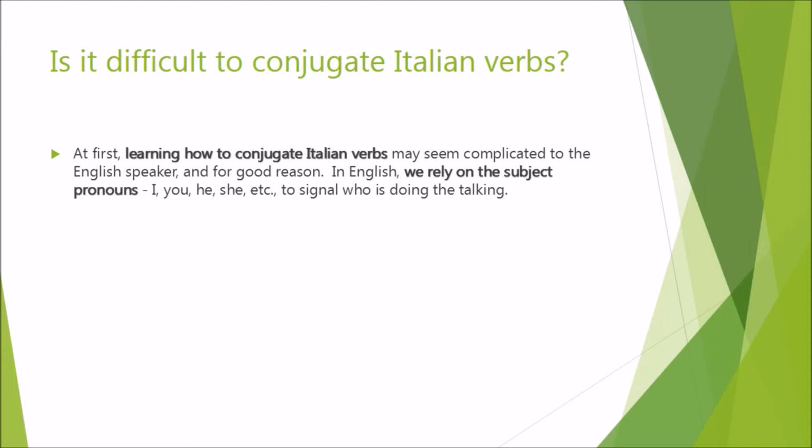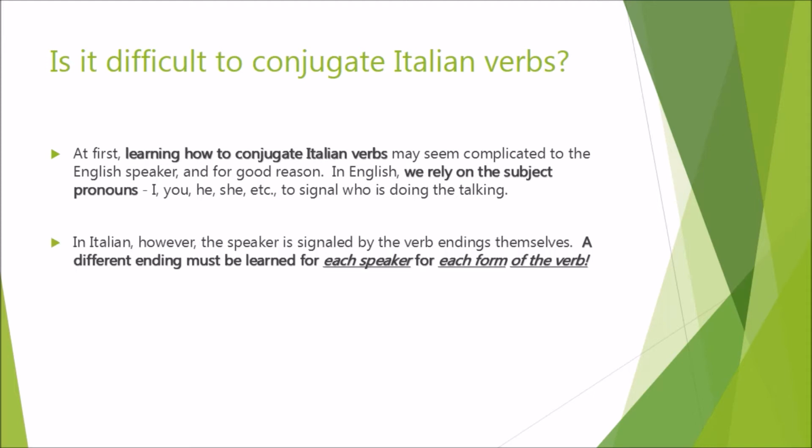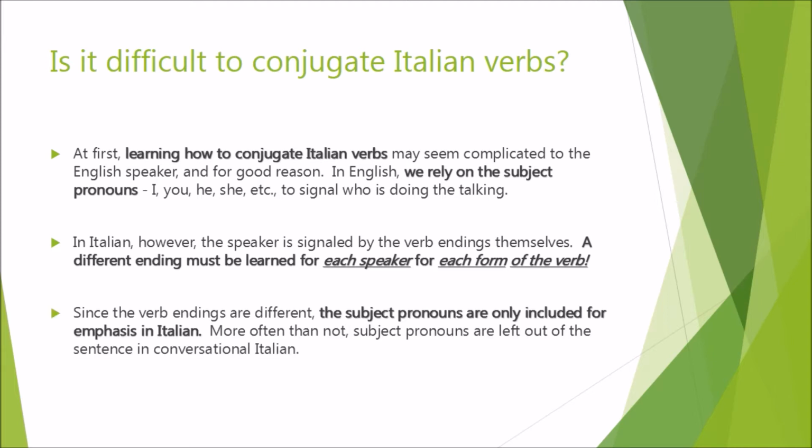At first, learning how to conjugate Italian verbs may seem complicated to the English speaker, and for good reason. In English, we rely on the subject pronouns, I, you, he, she, to signal who is doing the talking. In Italian, however, the speaker is signaled by the verb endings themselves. A different ending must be learned for each speaker for each form of the verb. Since the verb endings are different, the subject pronouns are only included for emphasis in Italian. More often than not, subject pronouns are left out of the sentence in conversational Italian.